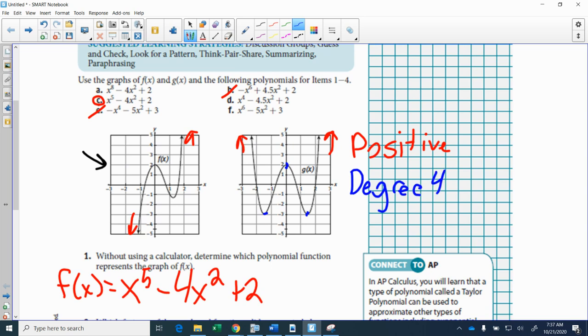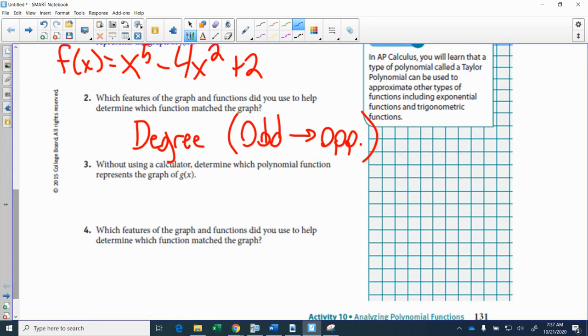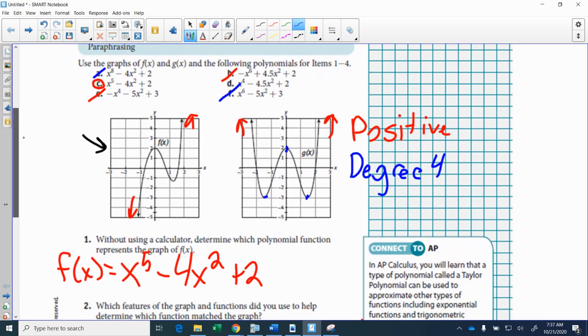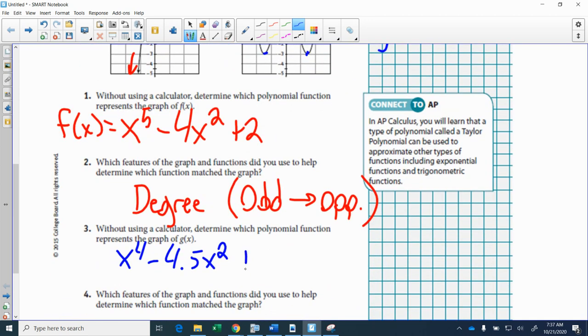4, which also means I can take away x to the 6th and x to the 8th, and all I'm left with is the value of D, which is x to the 4th minus 4.5x squared plus 2. So for g of x, it has to be this equation, x to the 4th minus 4.5x squared plus 2. That's got to represent my g of x.